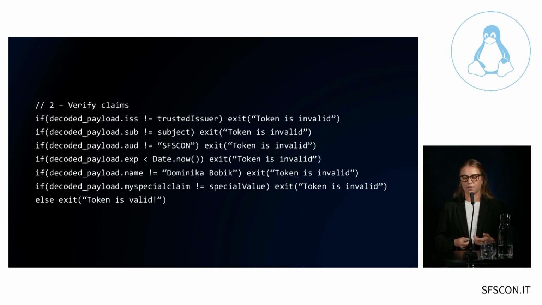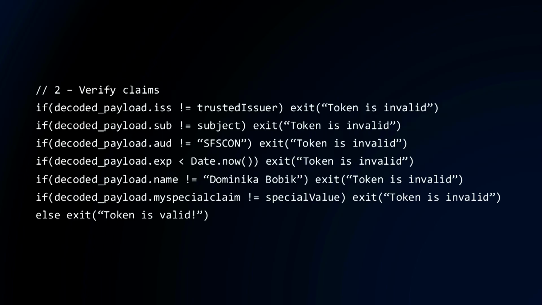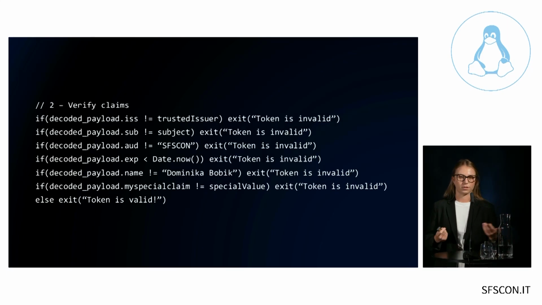And finally, we can proceed and start claim verification. Usually we would make sure to verify registered claims like the issuer, subject, audience, and obviously the expiration date, that it hasn't passed. And that's also the place where we would verify any custom claims that we've included in the token. And after all that is done and everything matches what we expect, we've confirmed all the formats, we can determine that the token is valid and allow the connection.